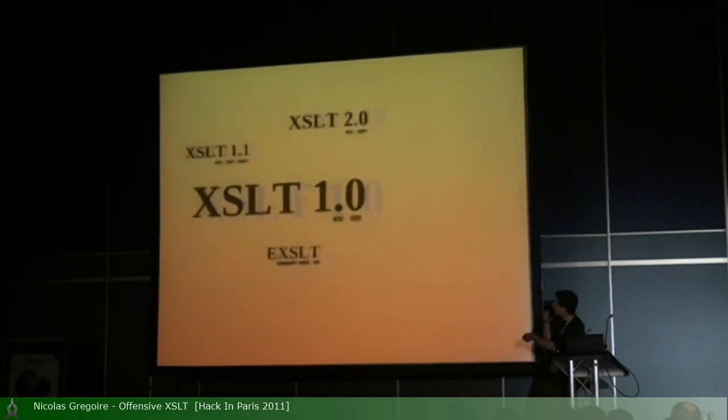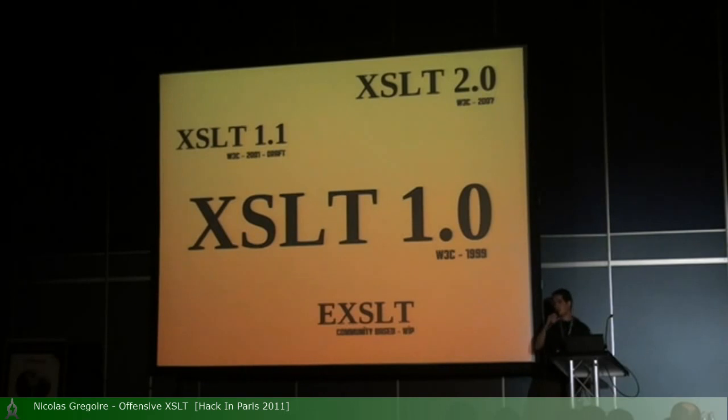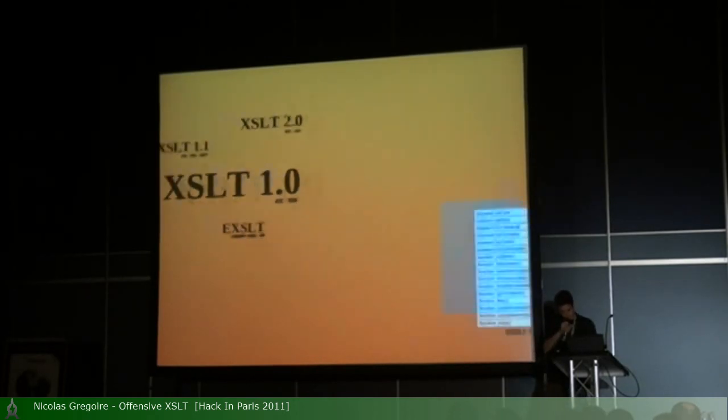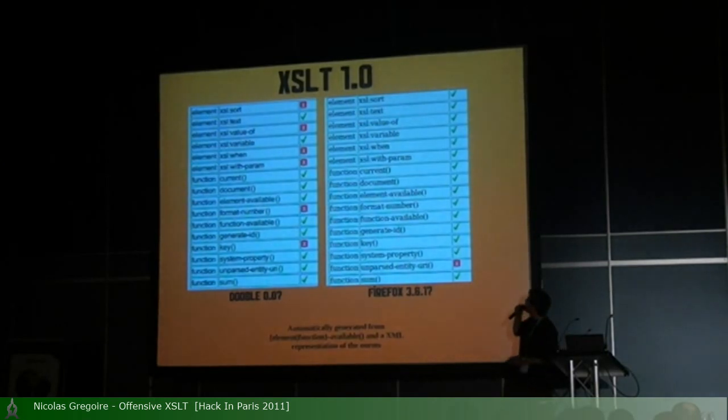XSLT 1.0 is the main deployed standard. For the record, it's really a moving target. This week, I have some news about XSLT 3.0, which should be out in the following weeks, probably. So that's for XSLT 1.0.